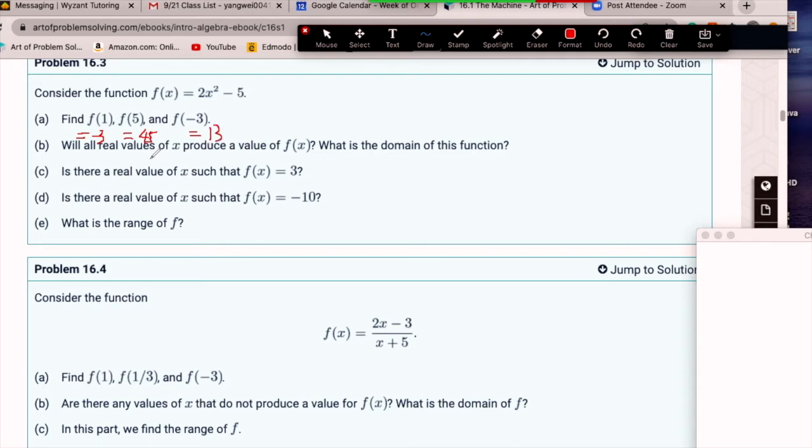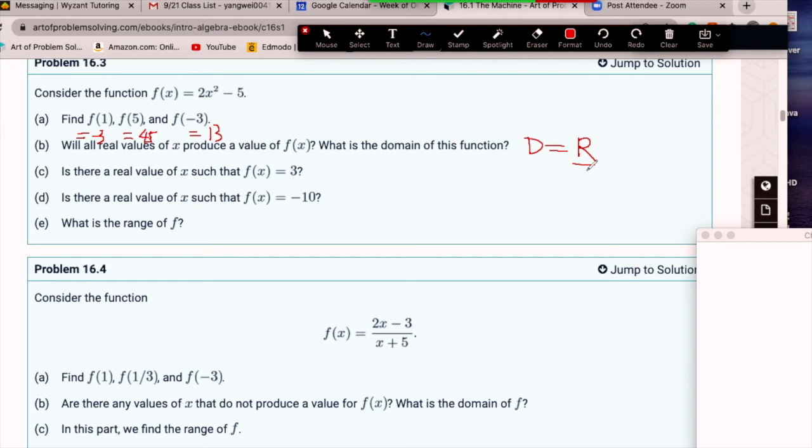Okay, now let's see B. Will all real values of x produce a value of f(x)? What is the domain of this function? Yes, for this x you can choose any number you want, right? So that means the domain of this function equals the real numbers set R. Usually in math, we use this capital R to represent all the real numbers. So the domain for this function equals R.